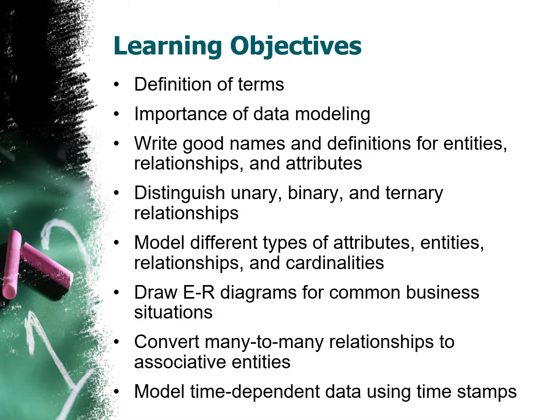Okay, so for today we're going to cover a lot of objectives, but just so we'll be guided for today's lesson: we'll do some definition of terms, the importance of data modeling in databases, writing good names and definitions, distinguish unary, binary, and ternary relationships, model different types of attributes, entities, relationships, and cardinalities. We draw ER diagrams for common business situations, and we'll try to convert many-to-many relationships into associative entities. And we will also apply model time-dependent data using timestamps.